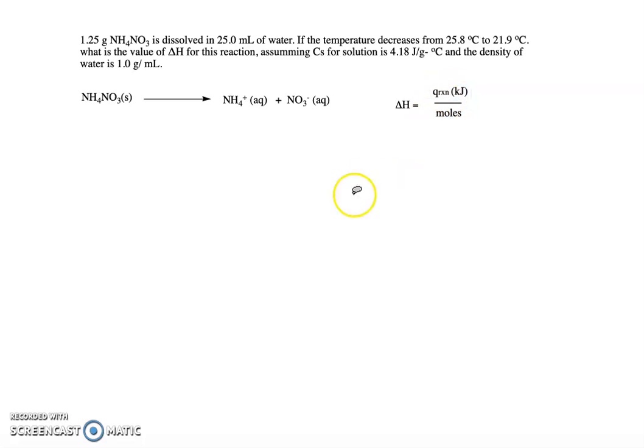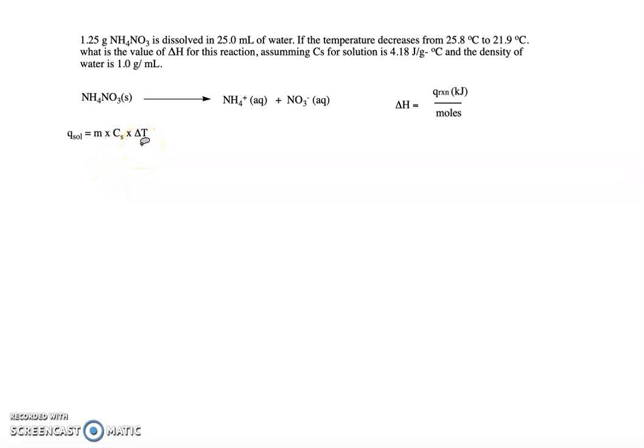We want Q of reaction. Q of reaction is not something we can measure directly. We can only look at what the reaction does to the surroundings, the solution that's around it. So we're going to measure the heat of the solution first. This is the relationship we're going to use to find the Q of solution. It's the mass that's being heated times the specific heat times delta T.